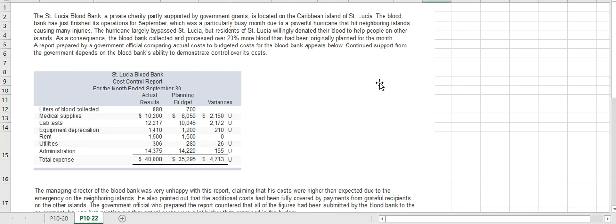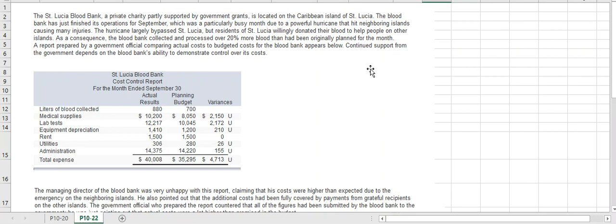So in this problem we have a blood bank. They are a private charity supported by government grants. They had a really busy month due to a powerful hurricane that hit some neighboring islands, and they had a lot of residents that donated blood. So we're looking at increased costs. Obviously, partly because they collected more blood, they did more work.